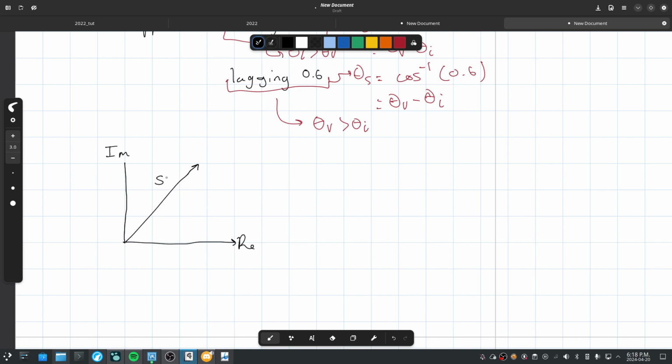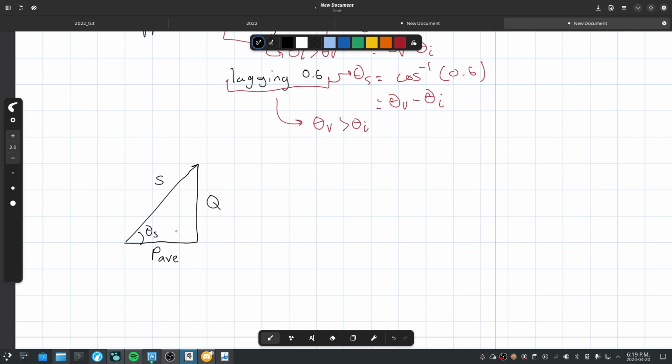So this is your complex power. It is made up on this end. This is the reactive power, and this is the average power. And this here is theta S. So this is our power triangle.